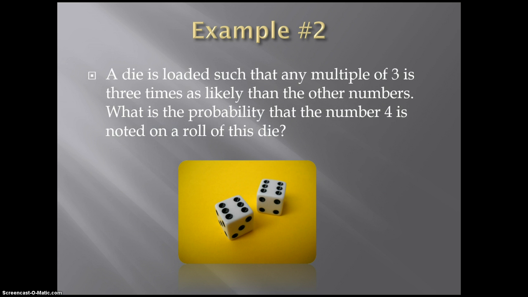Let's look at another example. A die is loaded such that any multiple of 3 is 3 times as likely as any other number. So if I get a 3, that's 3 times as likely as getting a 2. Or a 6 would be 3 times as likely as getting a 4. So what is the probability that the number 4 is noted on the roll of this die?